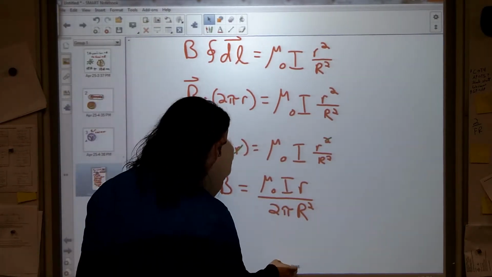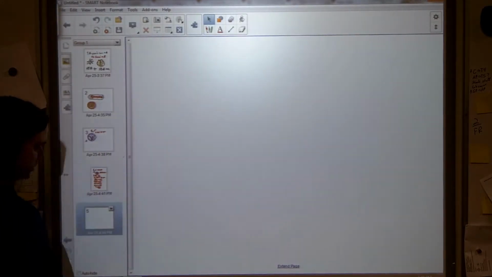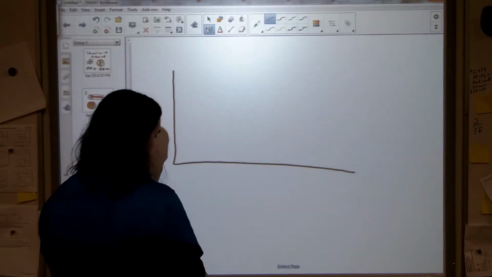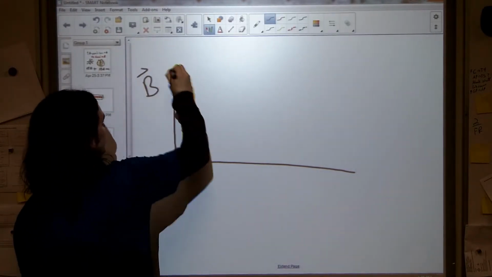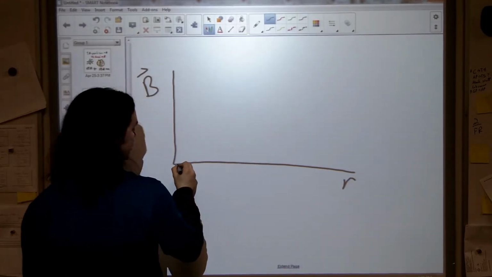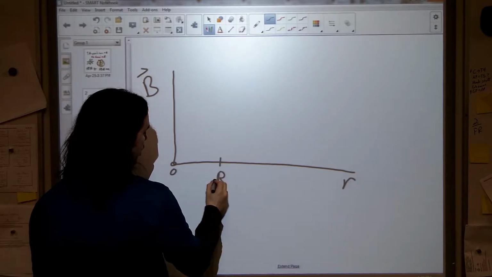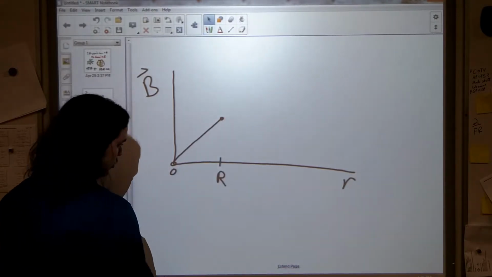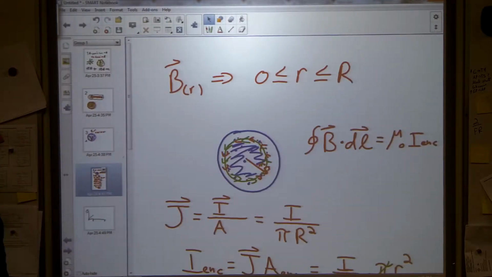In short, as we go out, if I were to graph my magnetic field, in fact, I'll go ahead and set up a graph and we'll come back to it as we fill in more. So in this case, if we're graphing the magnetic field as a function of r, if we start here at 0 and we go all the way up to r, we know that it increases linearly. Great. All right. Now let's take a look at the next part.